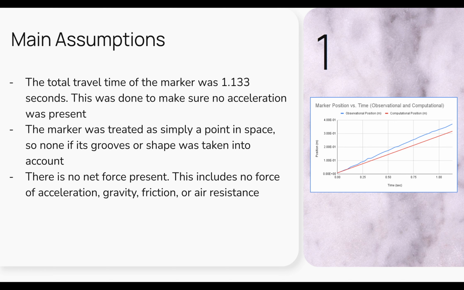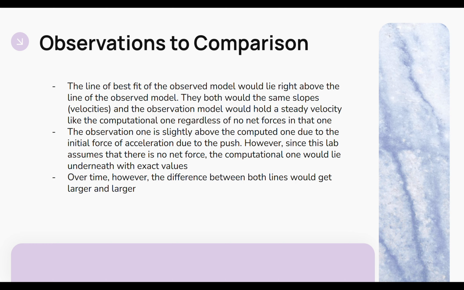The main assumptions we have to make is that the total travel time of the marker is 1.133 seconds. Although we know it's not true, we need to make this assumption because we need to gather only the time when the marker was under constant velocity. And also the marker was treated as simply a point in space, so none of its grooves or shape or the lab table shape affected its motion. And lastly, of course, there's no net force present.